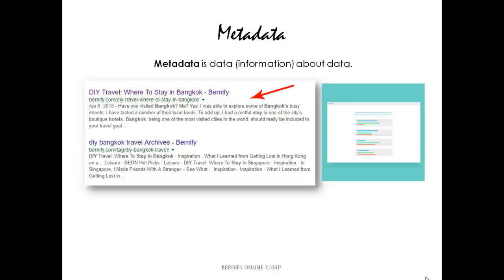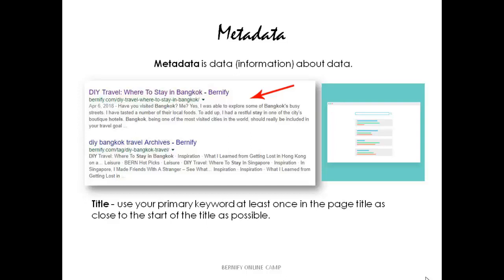So metadata is composed of, first, the title. In your title, you have to use your primary keyword at least once in page title as close to the start of the title as possible. And for a pro tip, you have to keep your titles under 60 characters.